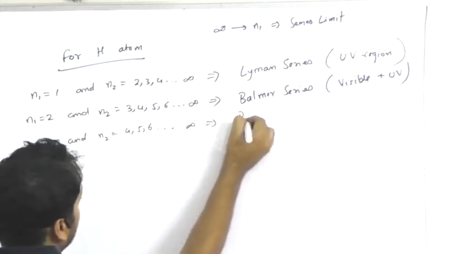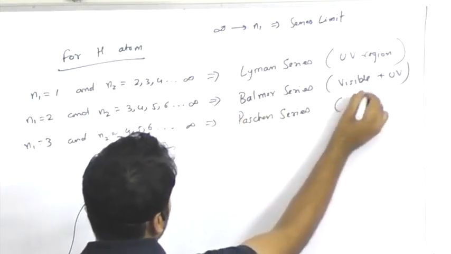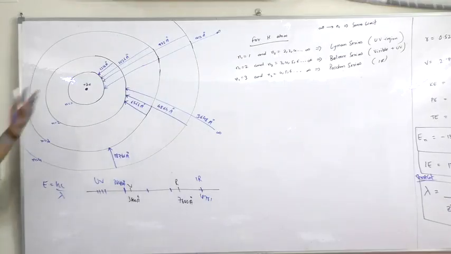This is known as the Paschen series, and this lies in the infrared region. This is known as the Paschen series after the scientist Paschen, who studied these lines. Lyman, Balmer, Paschen, these are all names of scientists, right?